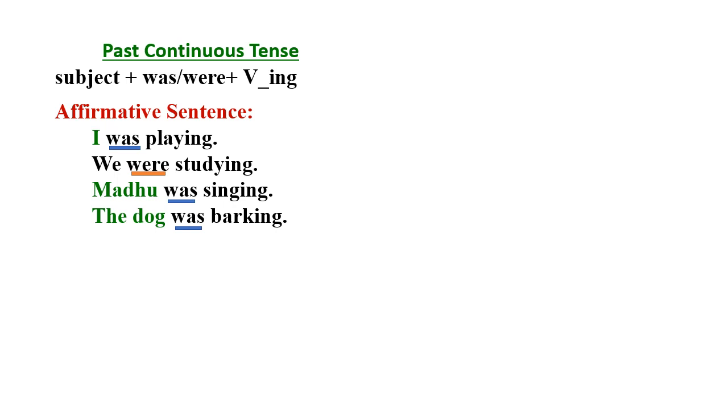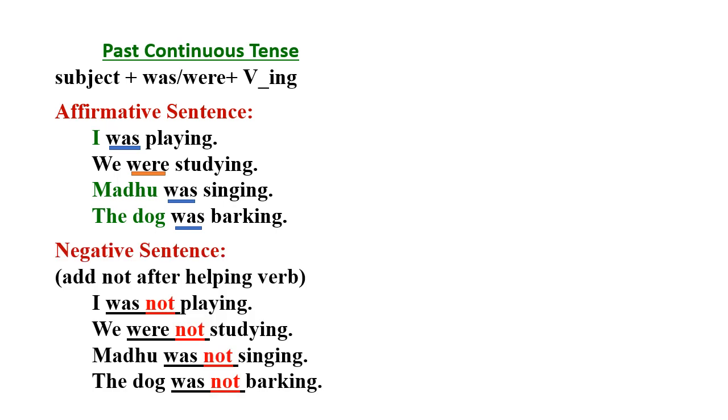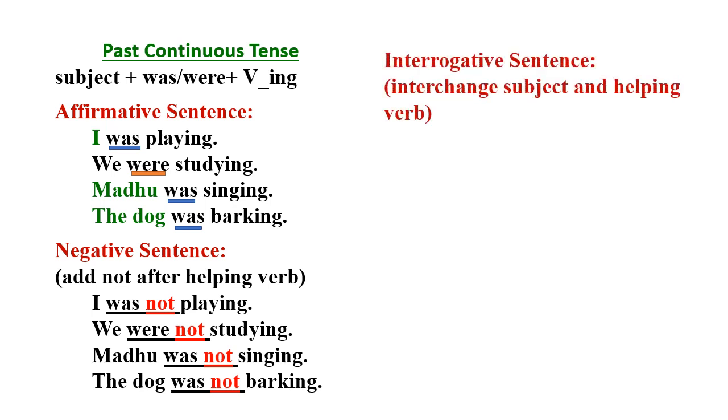I was playing. We were studying. Madhu was singing. The dog was barking. And then to form a negative sentence is super easy. Just add the word not after the helping verb was or were. I was playing becomes I was not playing. We were not studying. Madhu was not singing. The dog was not barking.